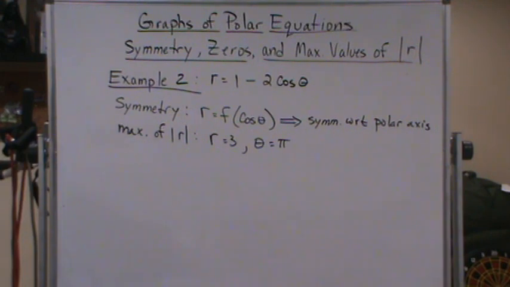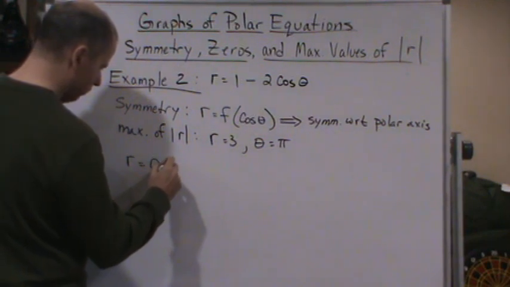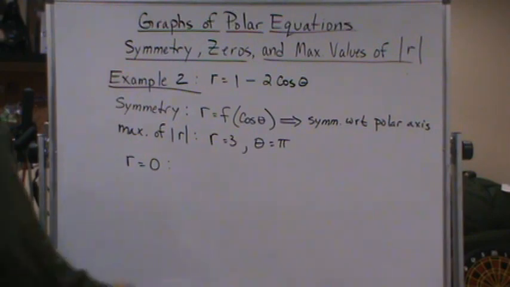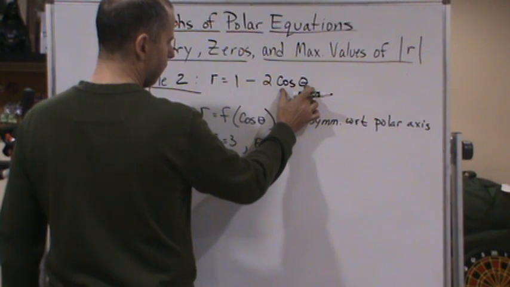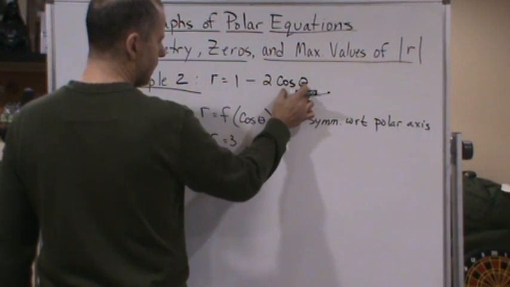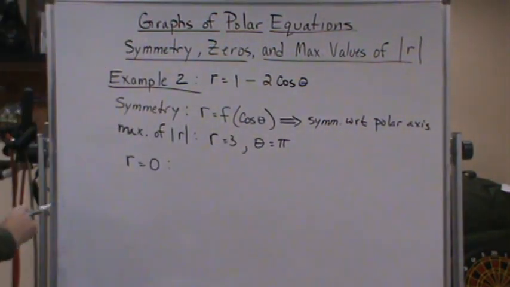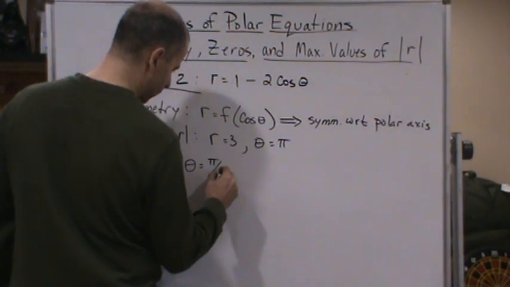And when is r equal to 0? Well, this is going to equal 0 when cosine is equal to 1/2. So if cosine is equal to 1/2, this will be 1. 1 minus 1 is 0. So when is cosine equal to 1/2? That's when theta is pi over 3, right? So when theta is equal to pi over 3.